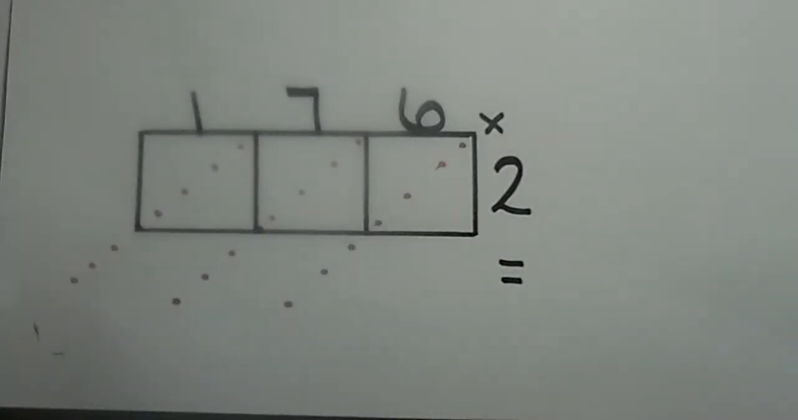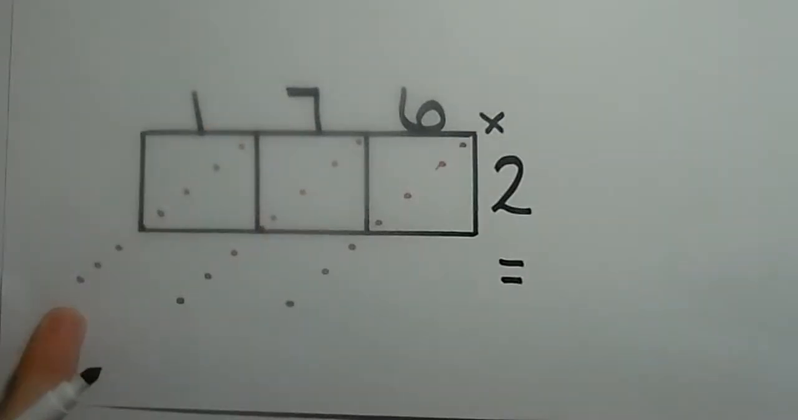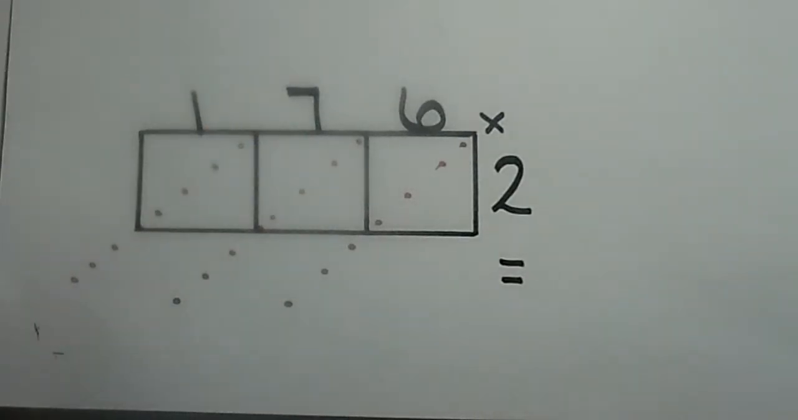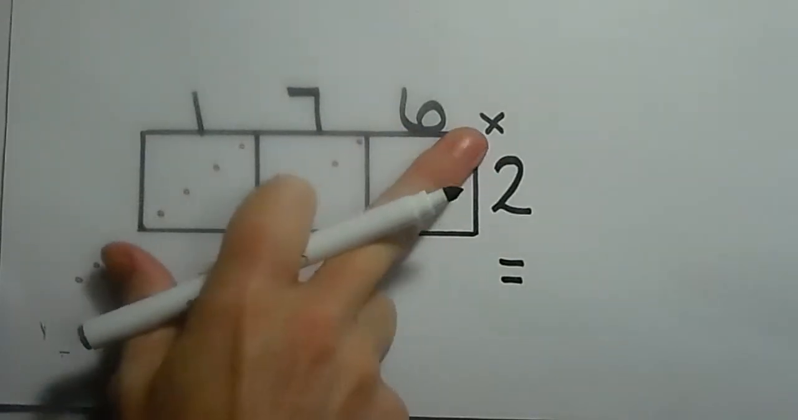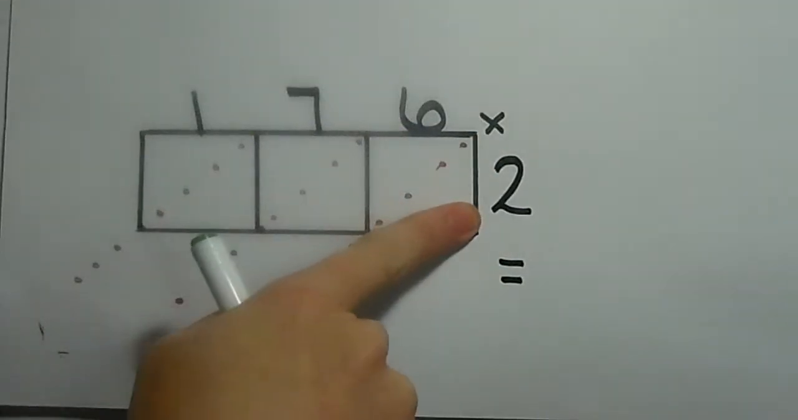I'm going to explain and demonstrate a multiplication technique called the lattice method. In this technique, we use these boxes and lines for figuring out our multiplication problems. In our first problem, we have the number 176 that we are going to multiply by 2.